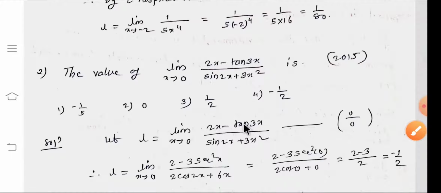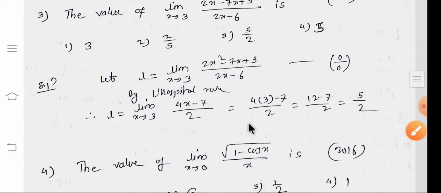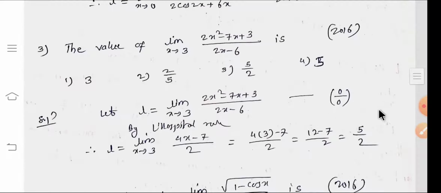Hence this solution. Similarly, the next example: the value of limit of x tending towards 3, (2x square minus 7x plus 3) upon (2x minus 6) is. Option 1 is 3, option 2 is 2 by 5, option 3 is 5 by 2, and the fourth one is 5.